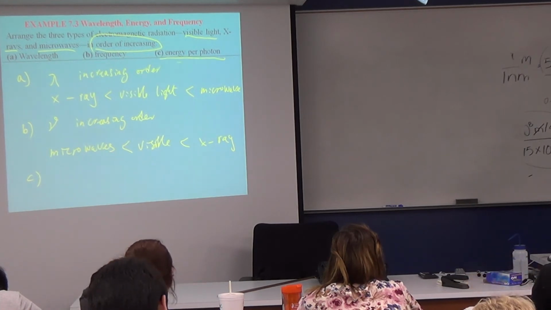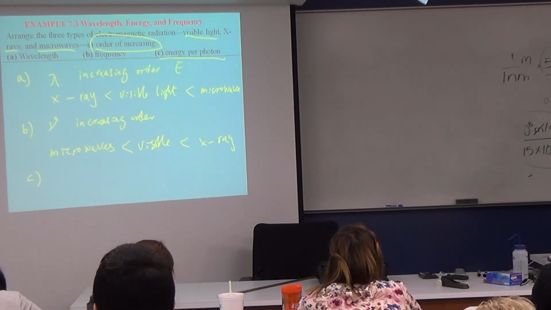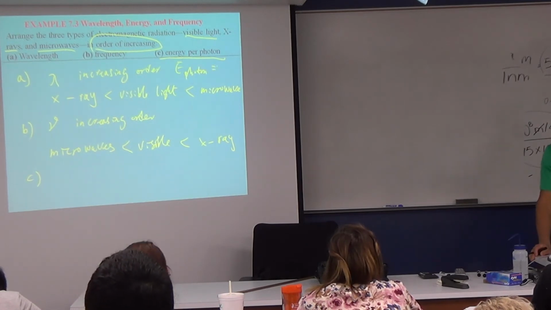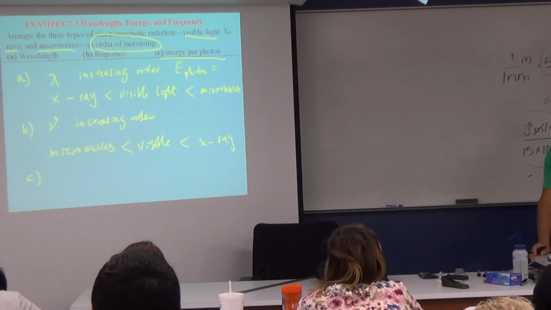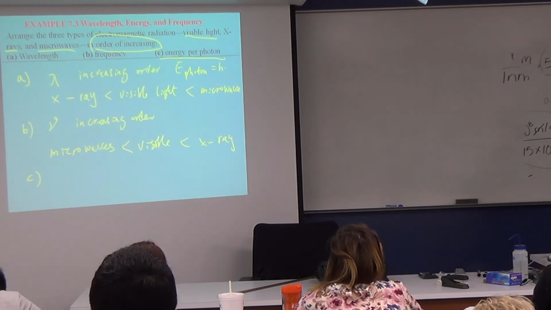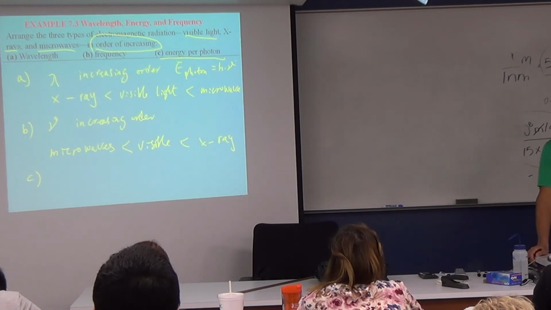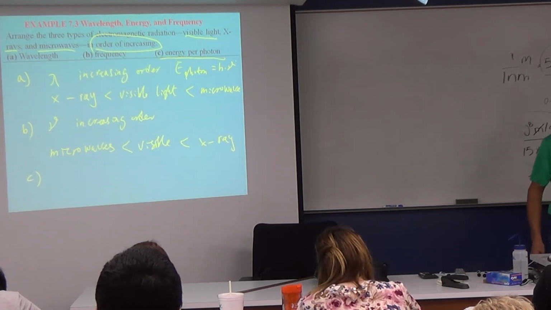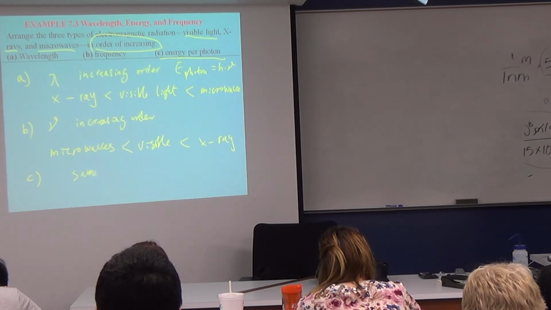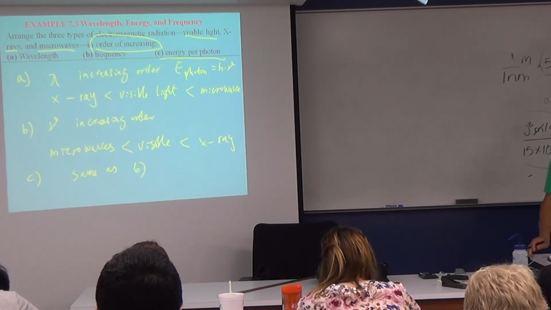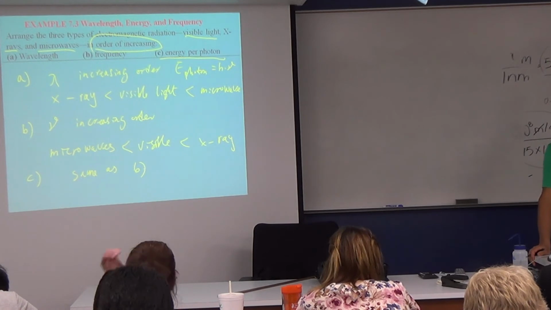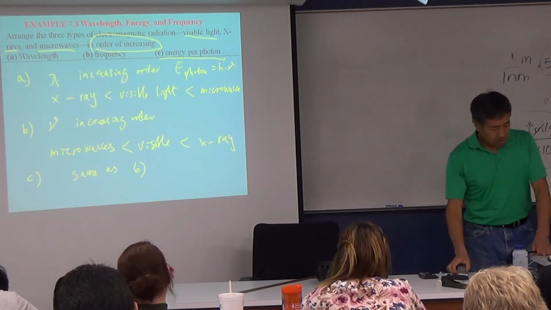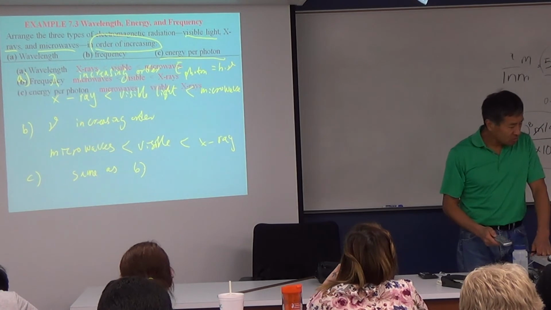So then C is energy per photon. Remember we have the formula. We write that on the board. E subscript photon equals... You can use either of those two equations. Probably use h times nu because that is directly proportional, right? So if you already have the increasing order for the frequency in B, then this one is the same as B. So the order will be the same as B. So that's it for those conceptual problems.